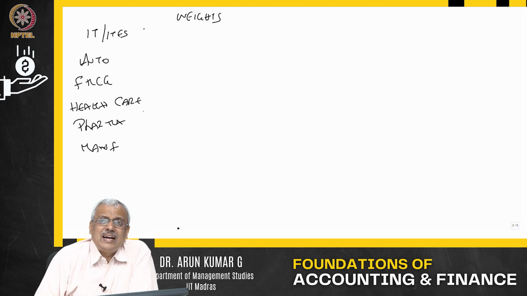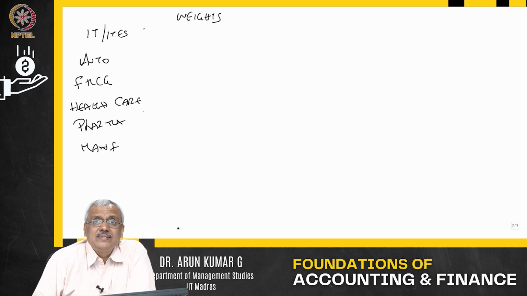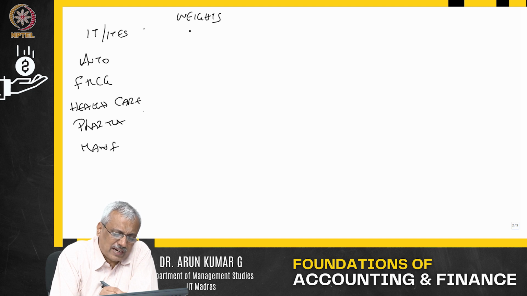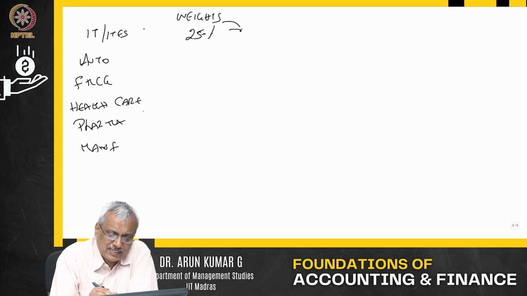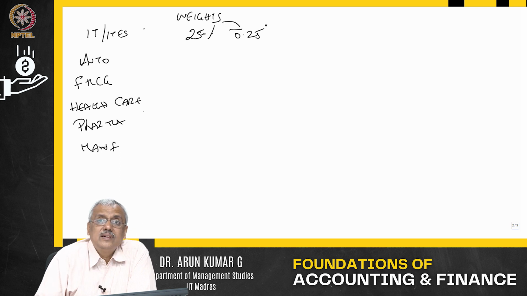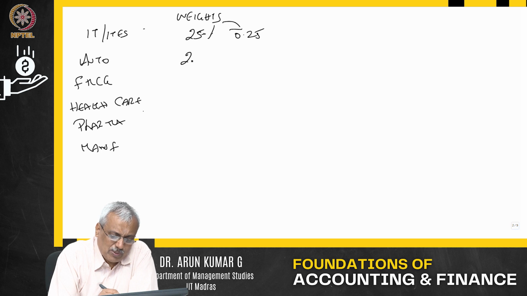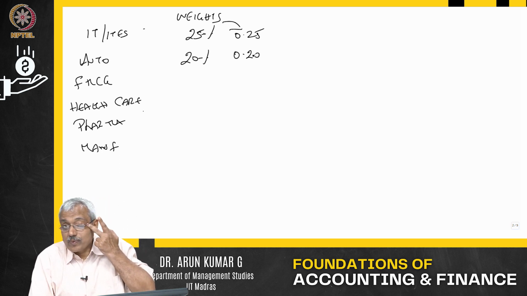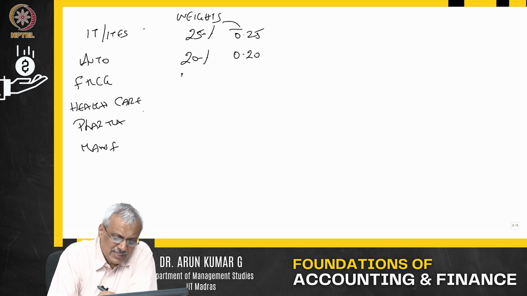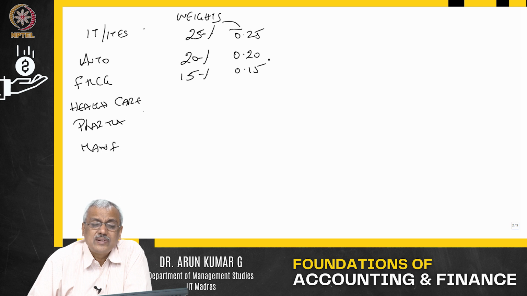For example, I am not talking about a single day, but an average over a specified period of time. Say the IT sector contributes about 25% of the total trades out there. So the weightage for the IT sector is 0.25. My auto sector contributes about 20% of the total trades that happen. So our weightage is 0.20. My FMCG sector contributes about 15%. So the weightage is 0.15 for the FMCG sector.